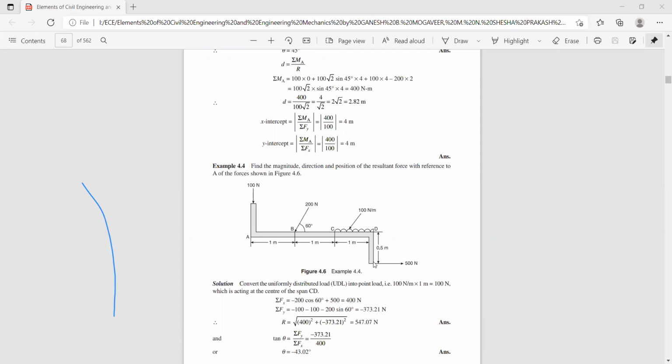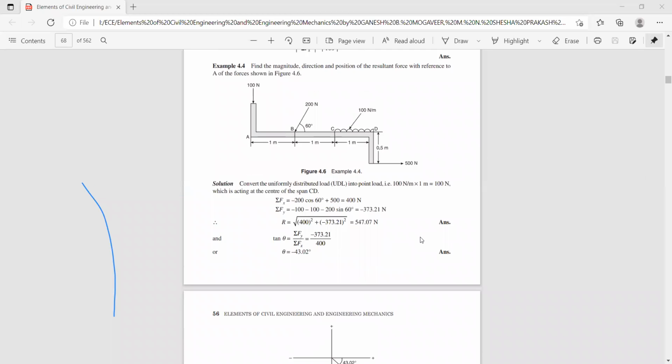Now we have been left with only this force, that is the 500 Newton force. Now if I project back, it is acting right over here. So if you project this axis, it is acting like this. And the perpendicular distance from point A is 0.5 meters. So this height is 0.5 meter. And when you consider the moment, it creates an anti-clockwise moment with respect to point A, that is minus 500 into 0.5. So sigma MA is equal to 100 into 0 minus 200 cos 60 into 0 plus 200 sine 60 into 1 plus 100 into 2.5 minus 500 into 0.5.